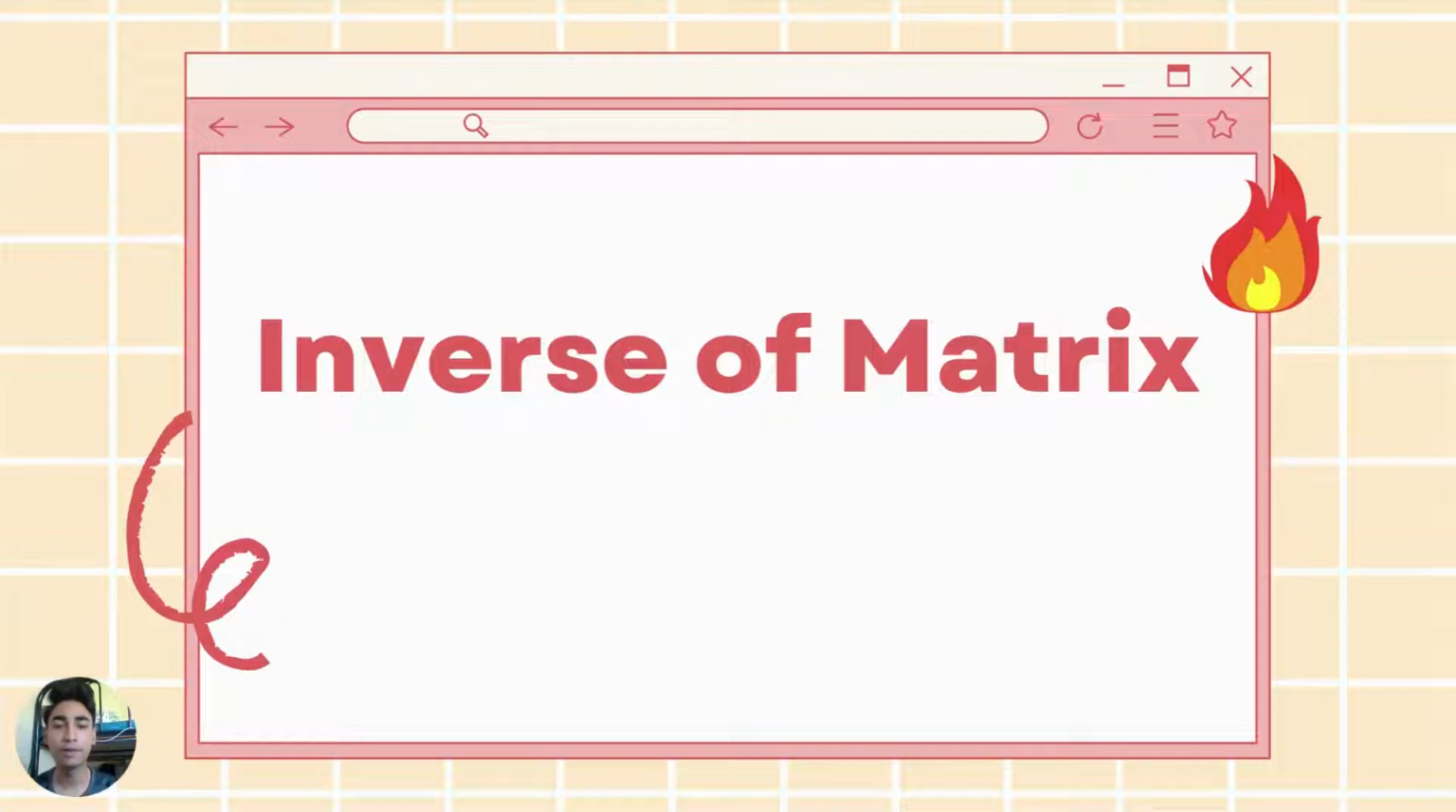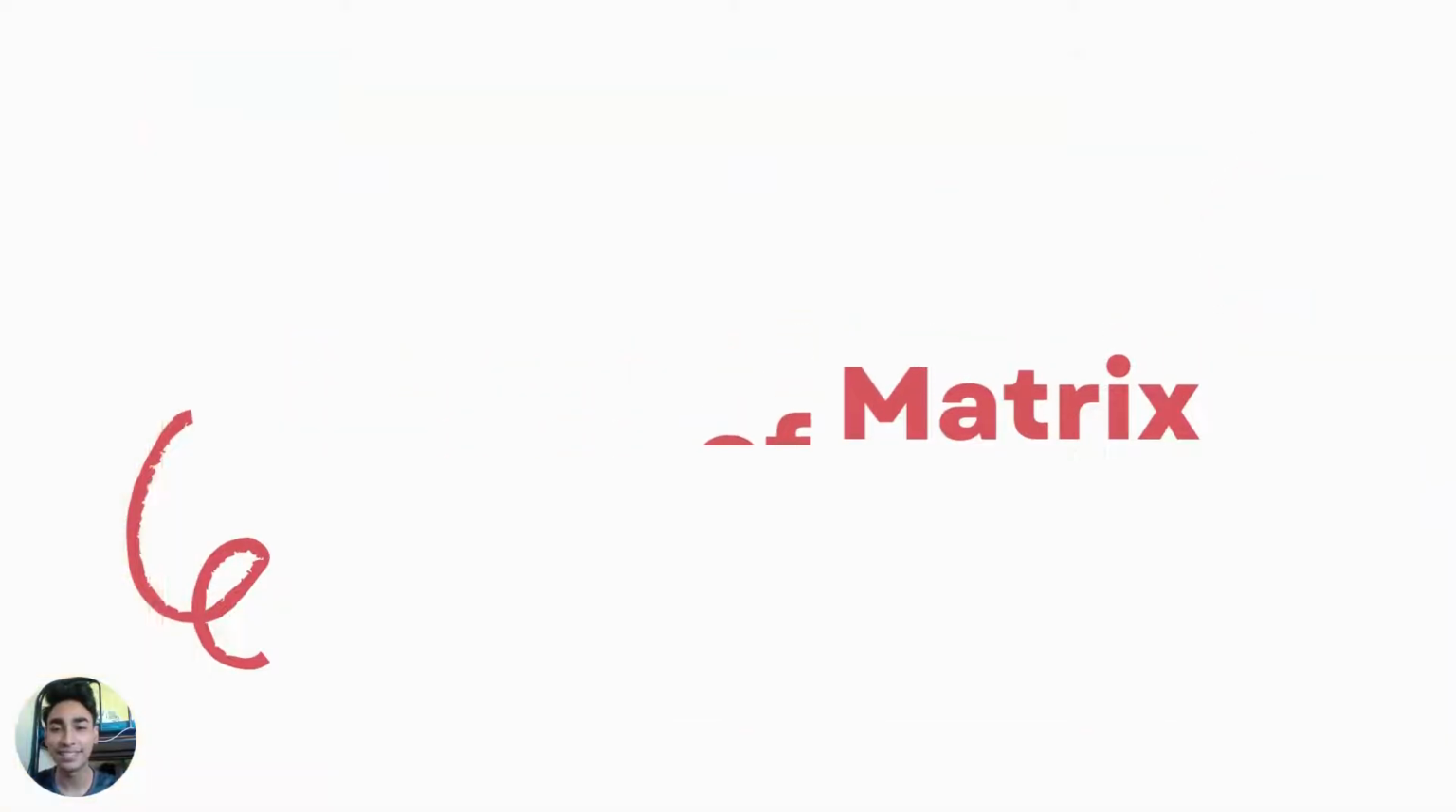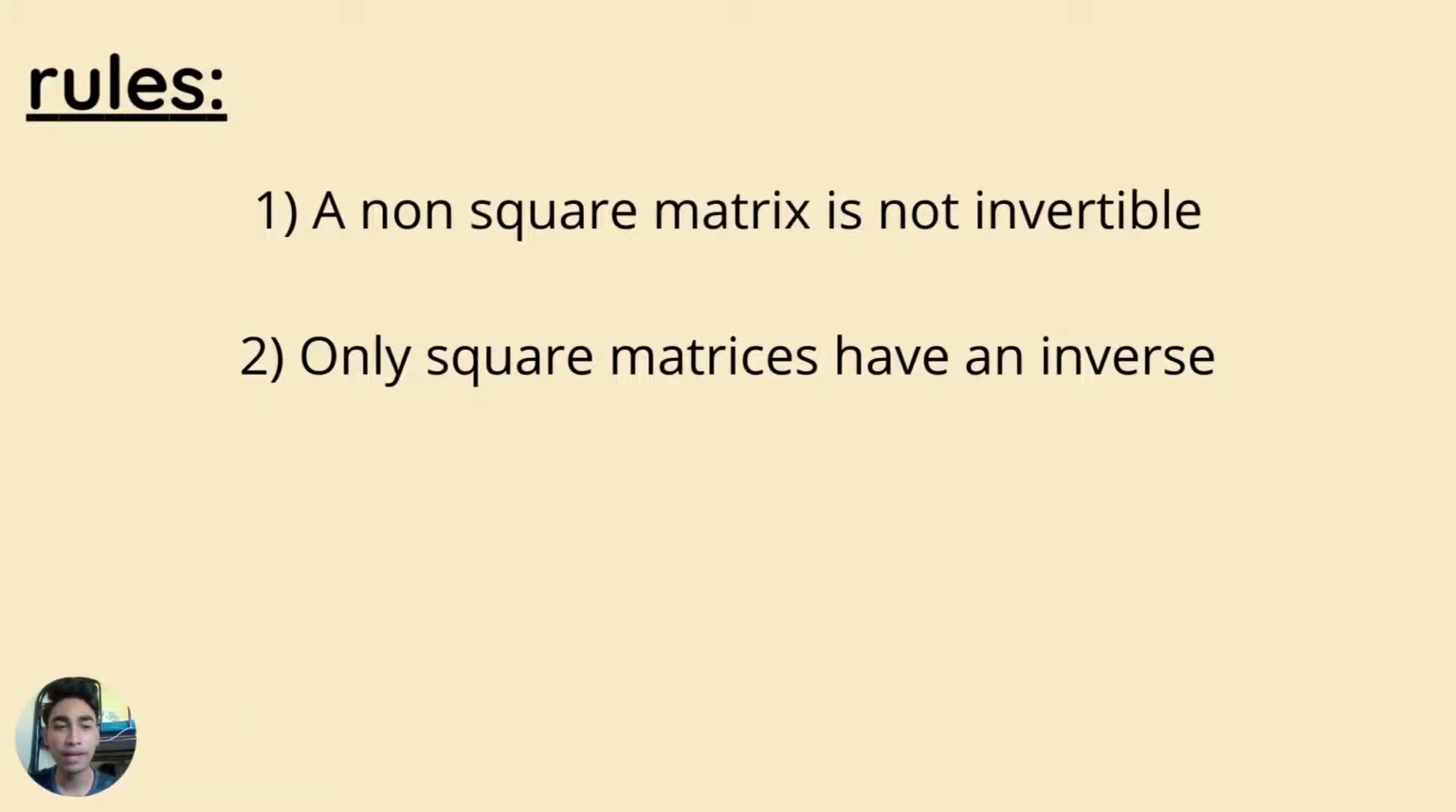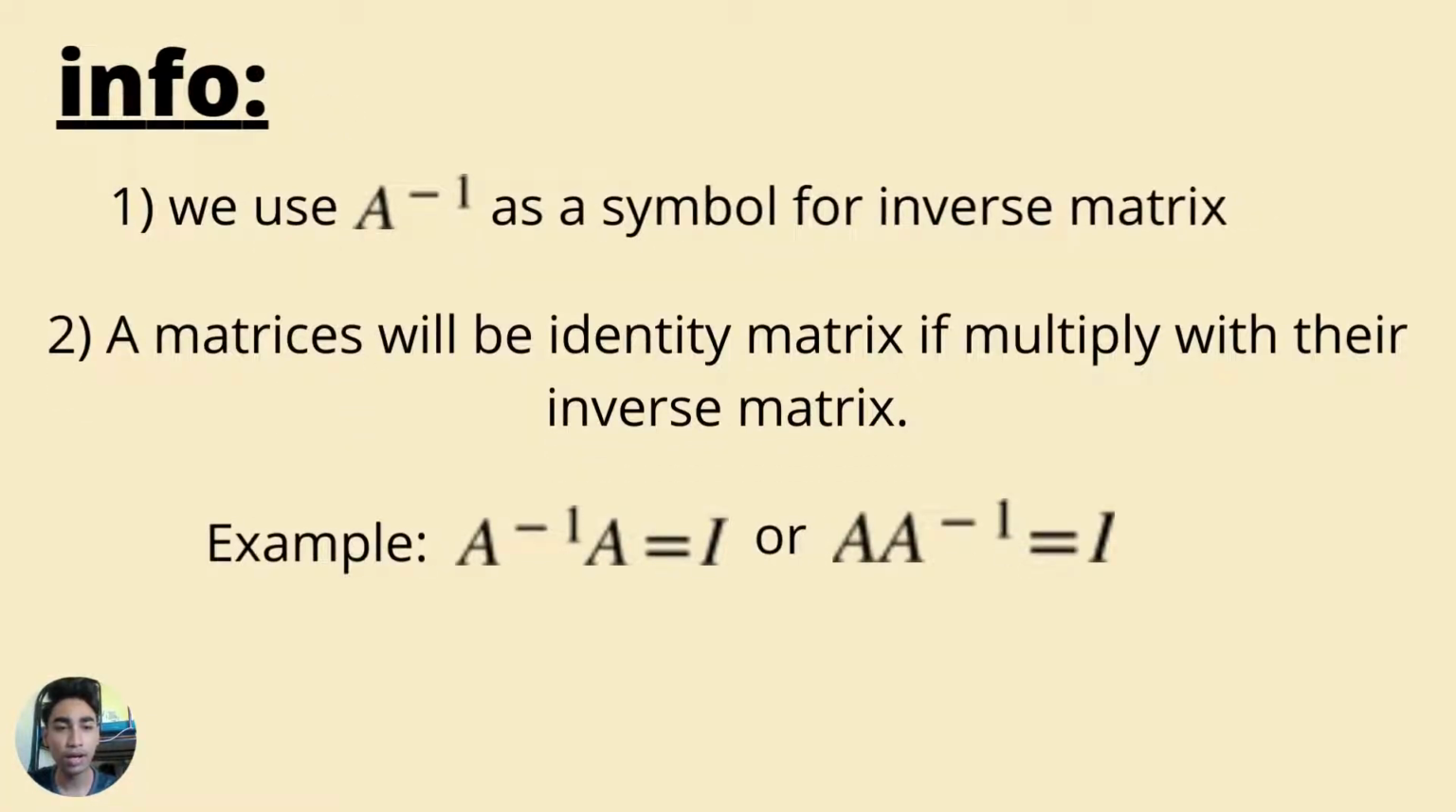So for now, I will explain to you about the inverse of a matrix. Okay, so there are rules for the subtopic inverse matrix. The first is a non-square matrix is not invertible, and the second is only square matrices have an inverse. So a non-square matrix doesn't have an inverse. For the inverse, we use the power of -1 as the symbol for inverse matrix. And for your information, a matrix will become the identity matrix if multiplied with its inverse matrix.